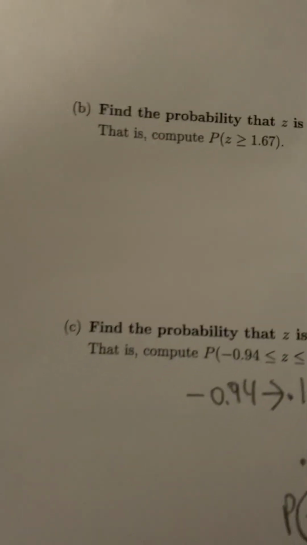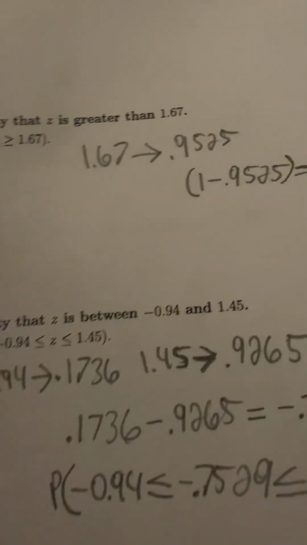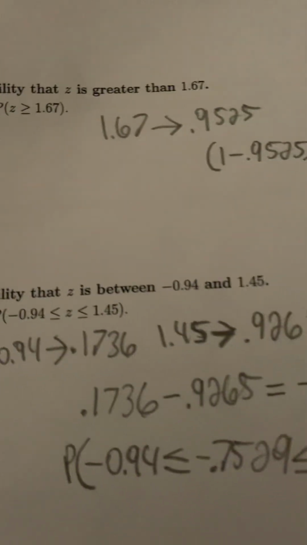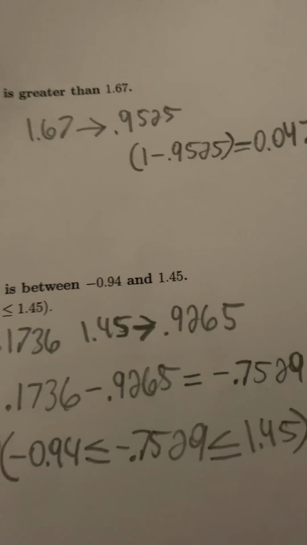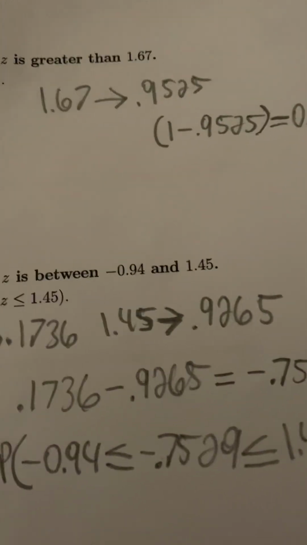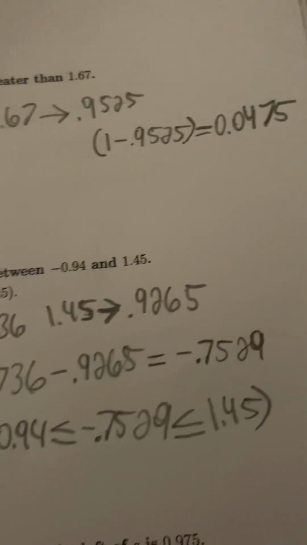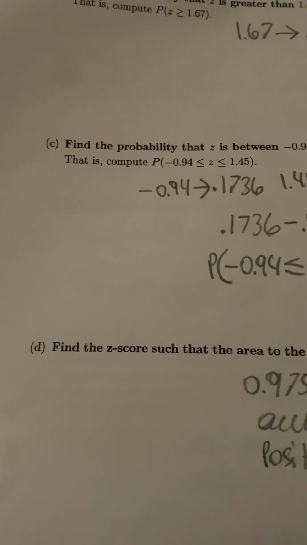And for B, it says compute the probability that z is greater than 1.67. So if you look on the z-score chart, 1.67 gets you 0.9525. And you subtract that from 1. So 1 minus 0.9525 gets you 0.0475. And this is the answer.